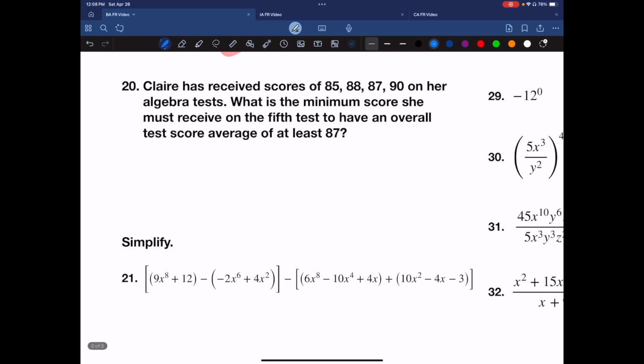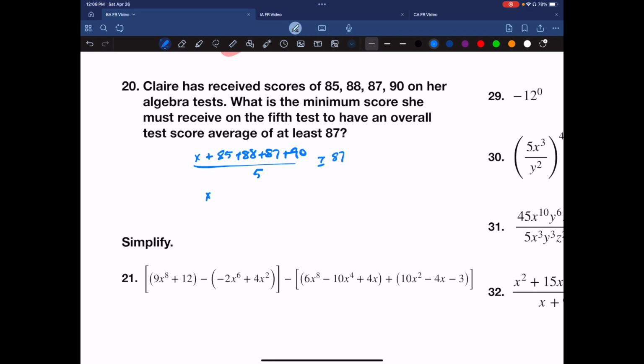All right, on 20, Claire has received the following scores on her algebra test. What is the minimum score she must receive on her 5th test to have an overall test score average of at least 87? So we need to set this up. We need to have some 5th test that we don't know yet, 85, 88, 87, and 90, all over 5. And at least, it can be equal to 87, but it can't be less than. So greater than or equal to 87. All right, and so that's going to be x.